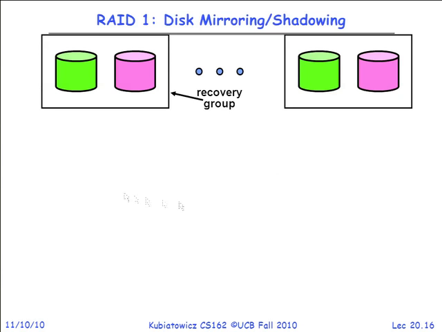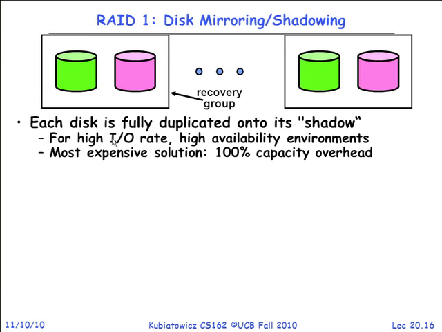What's kind of nice is you get really high I/O rate on the read side because you've got 2 identical copies. You can have 2 different reads going on, both at the full bandwidth, right? And this is the most expensive of the RAID solutions because you've got 100% overhead. However, I never buy a desktop anymore without RAID 1.